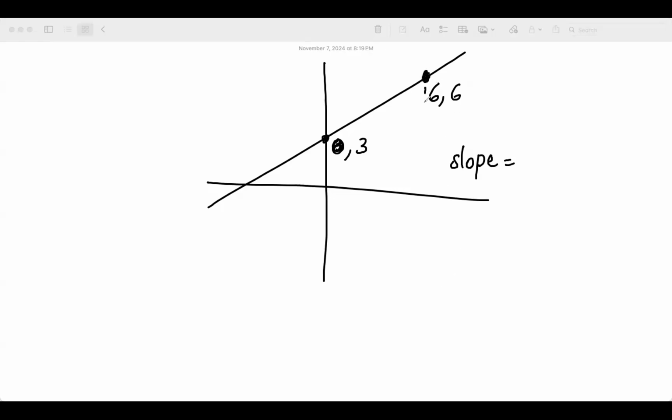Can you try, what is the slope? From the top point, I'm going to go. Avyuk, are you getting it? Okay, go ahead.